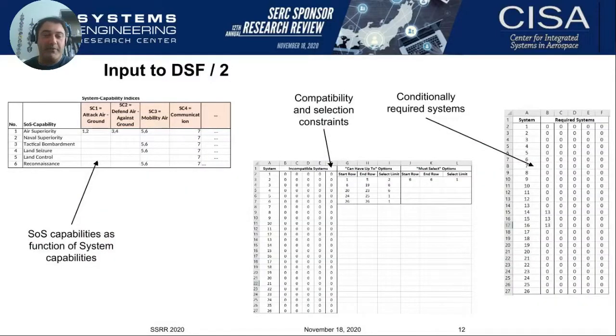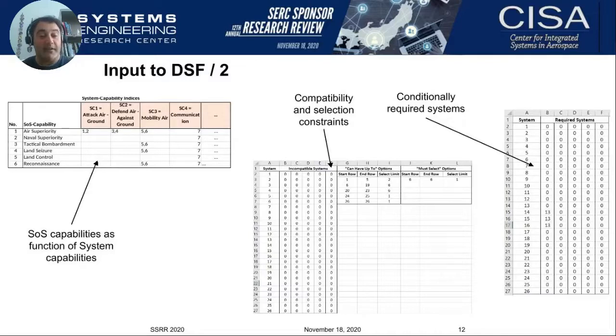Second part of the inputs to the decision support framework. In the first spreadsheet, we had system capabilities. Now we want to know what the system-of-system capabilities are as a function of system capabilities. System-of-system capabilities are expressed in the form of, for example, air superiority or land control. What kind of capabilities do we need at the level of systems to be able to have these high-level requirements? Like if we want to have land control, what do we need? We need certain system capabilities. And so this way we have this hierarchical structure of requirements coming from our mission, which are not expressed immediately in terms of individual systems. We have to have this relationship.